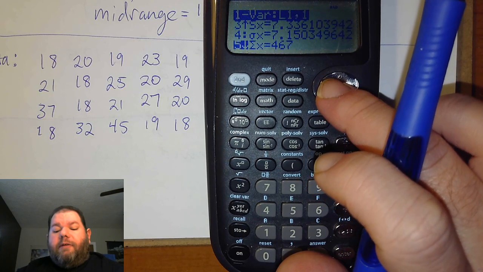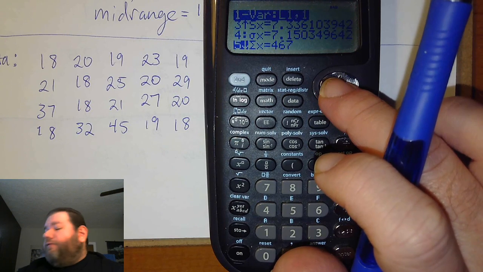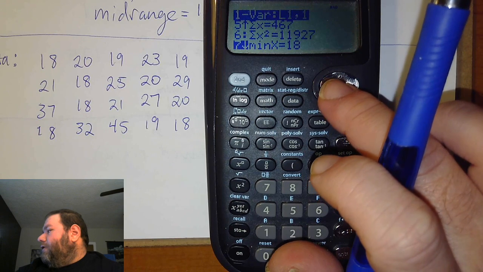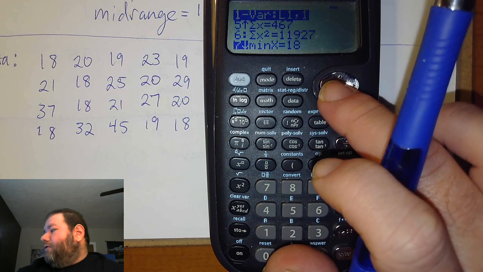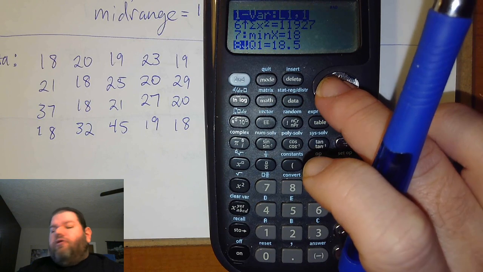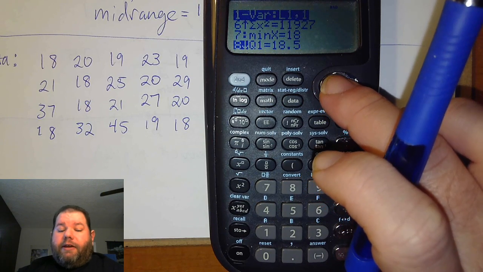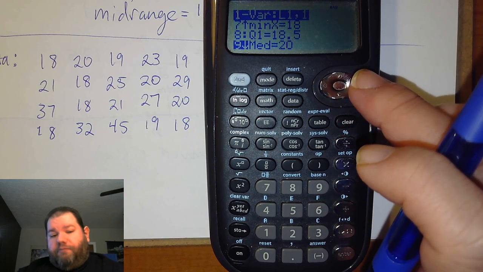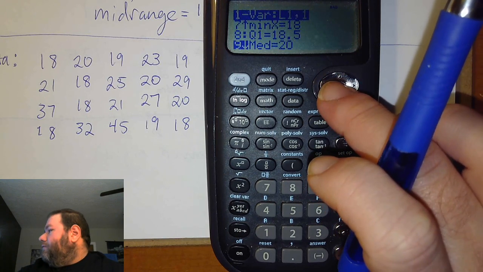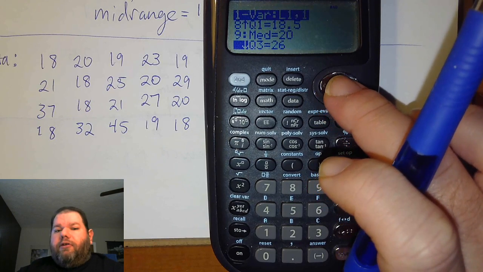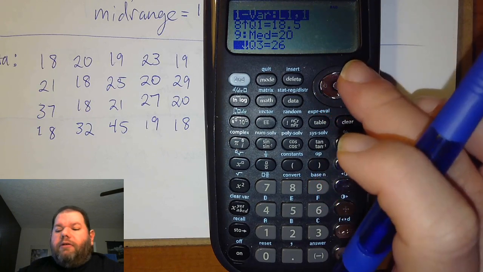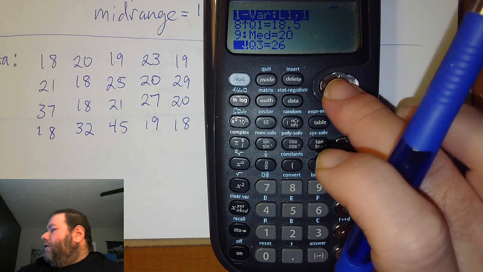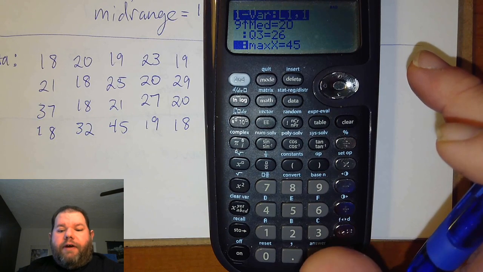Sum of X, that's the sum of the data values, 467. We don't really need that. It already calculated it for us. Tells us the minimum is 18. Q1 is the first quartile. We'll talk about that in section 3. And then the median is 20. Good. Q3, that's the third quartile or 75th percentile. We'll again talk about the quartiles and percentiles in section 3. And then our maximum is 45.